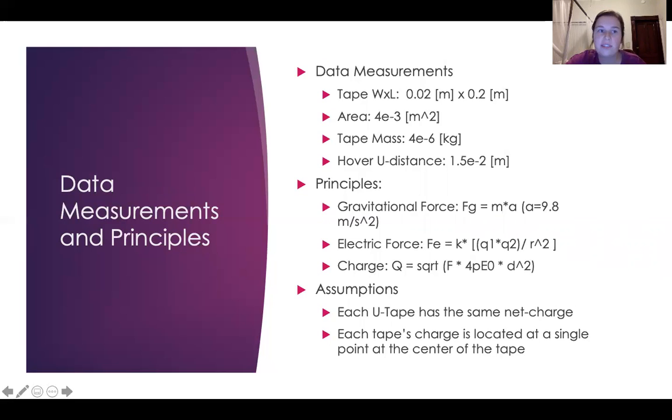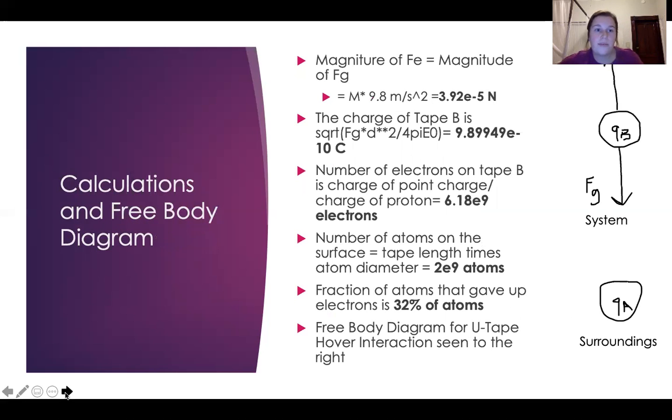So assumptions I made. Each U-tape has to have the same net charge. This is because when I put each of the U-tapes next to one another, they were equidistant to one another. One was not overpowering the other. So I assume they had the same net charge. Each tape's charge is also located at a single point at the center of the tape. That's an assumption I made to ensure that free body diagrams were a little simpler to read and that distance to a point charge is a little simpler to evaluate.